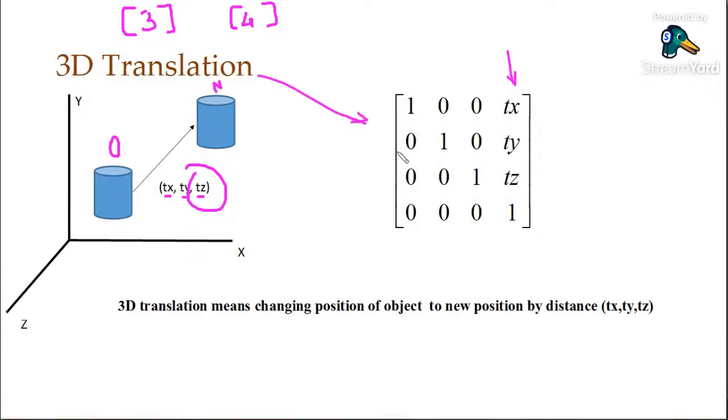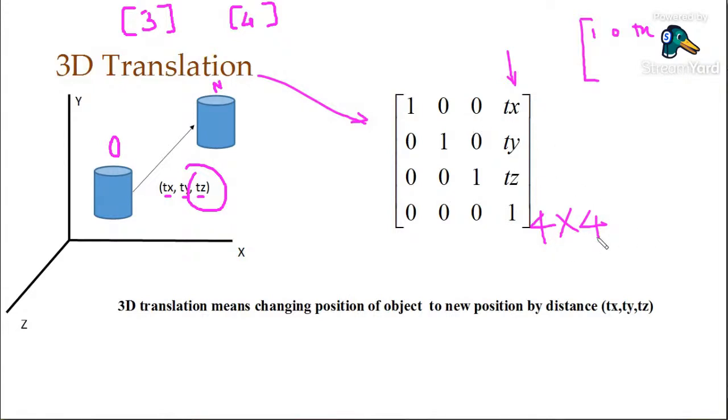Now earlier, for 2D translation, the matrix is like 1 0 tx, 0 1 ty, which means there are only three spaces, and in case of 3D translation there are 4 by 4. This is a 4 by 4 matrix, right? 4 rows and 4 columns. So 1 0 0 tx, 0 1 0 ty, 0 0 1 tz, and 0 0 0 1. So how many elements are there? Total 16 elements, and this is a 4 by 4 matrix.